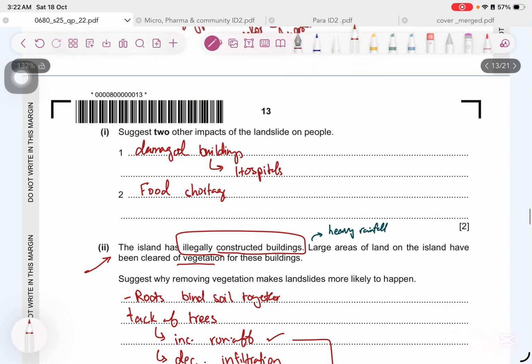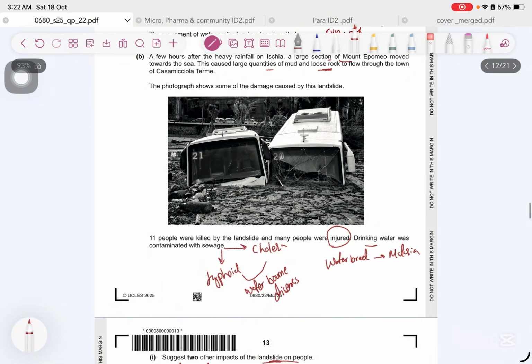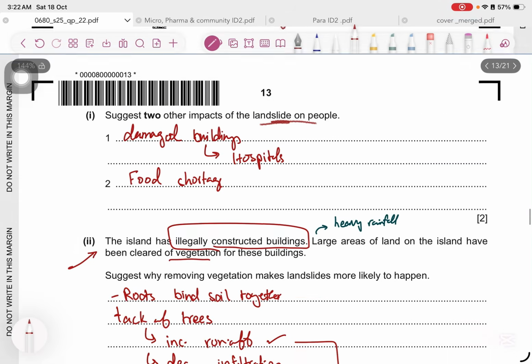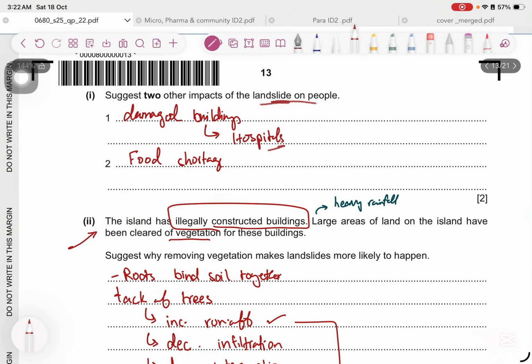Okay, so just two other impacts of the landslide. Damage of buildings. Okay, you find the buildings are damaged. Not very obvious here, but yeah, you can deduce that. Buildings are damaged. Hospitals, schools, supermarkets, whatever. Food shortage, if you want to mention supermarkets.